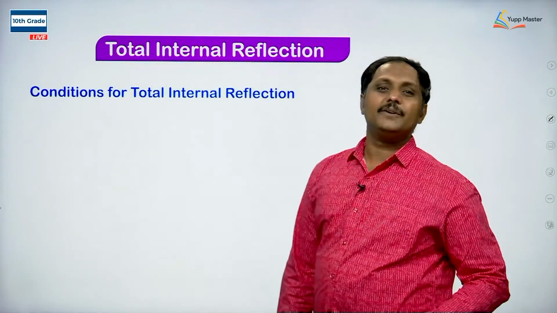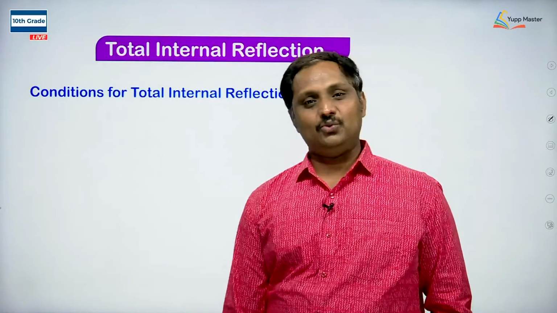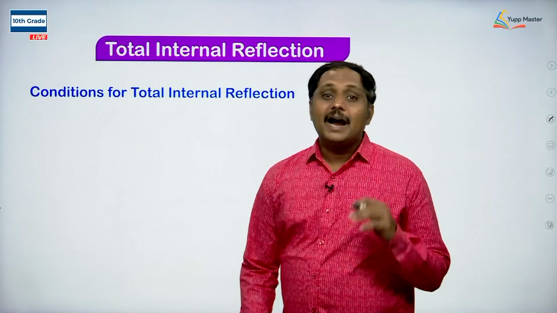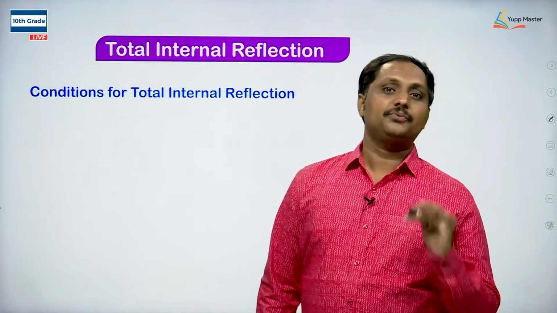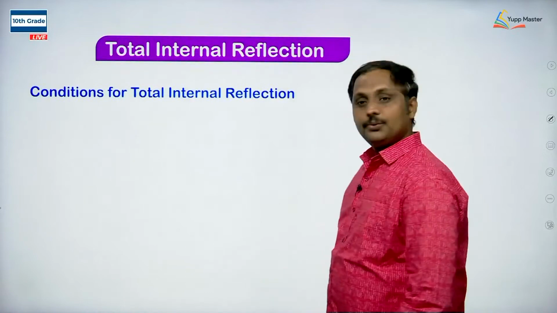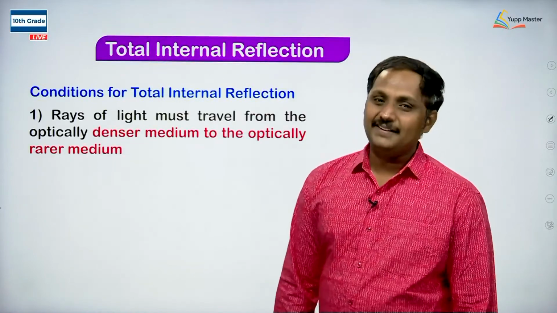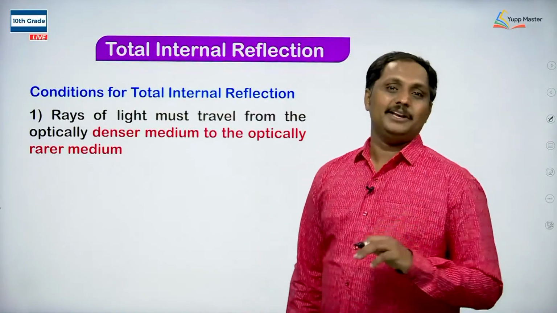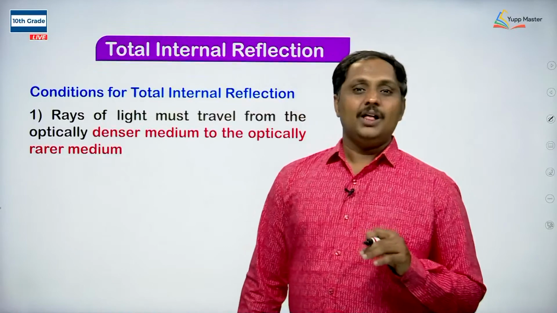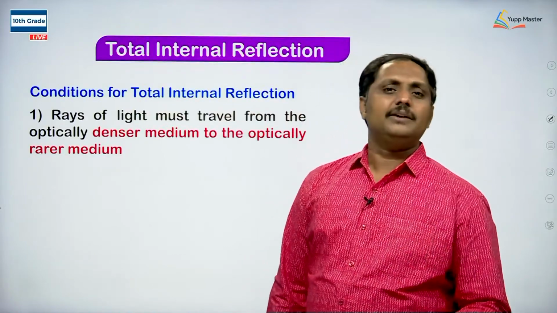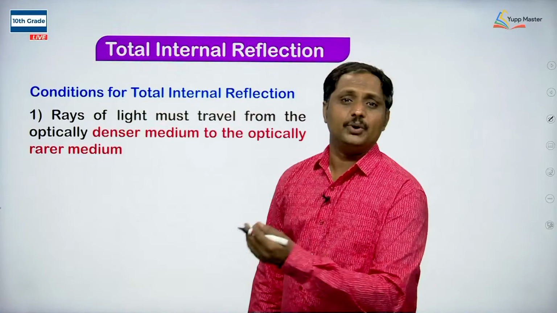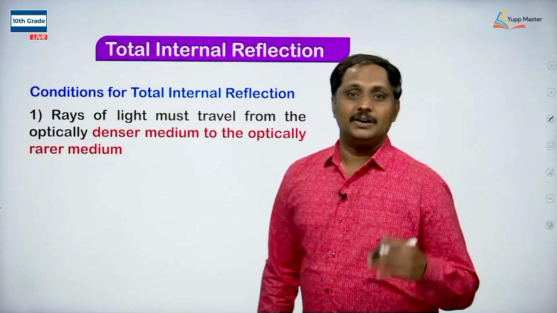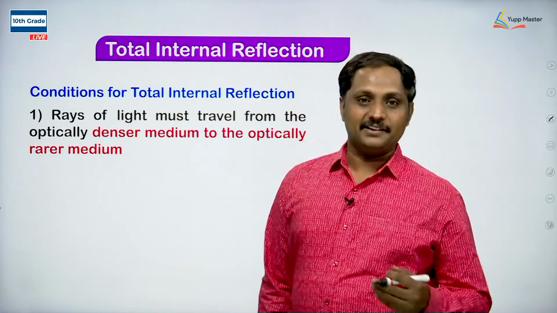Now, what are the conditions for total internal reflection? If you look into that, the first condition is that light rays must be incident from a denser medium to a rarer medium. You can take examples like water to air, glass to air, glass to water. Glass to water is also valid.